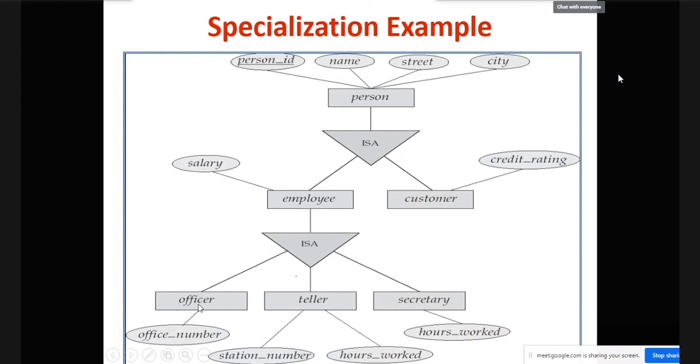Correct? But officer will have office number, different places, section. Teller will have station number, hours, total hours worked, and secretary will have only hours worked. Okay, so everyone is having different attributes. So that's why I've shown them separately. So when you are going to use this generalization or specialization in an ER diagram, see to it that this is one of the important concepts, showing the special attribute. Otherwise, your diagram is not valid.